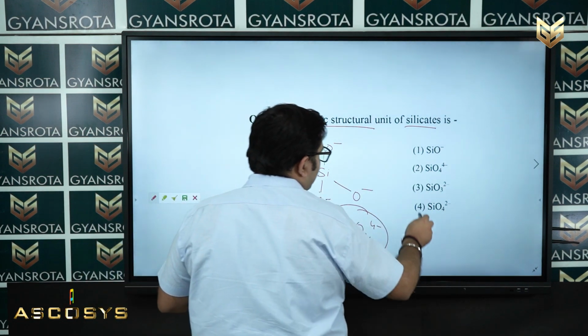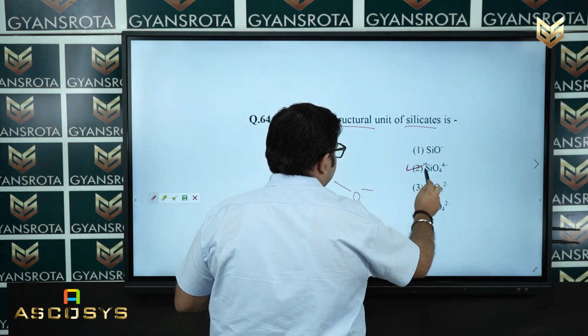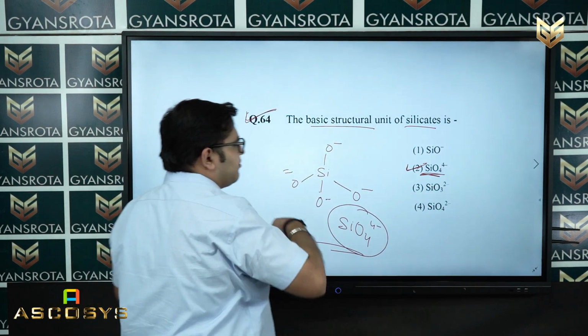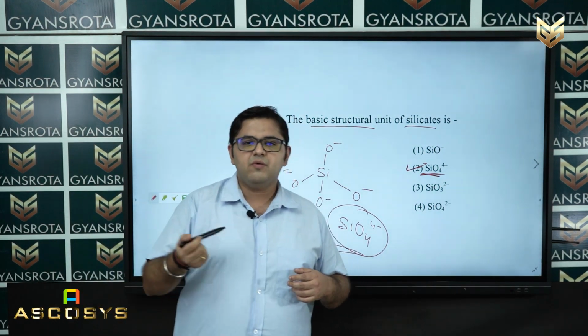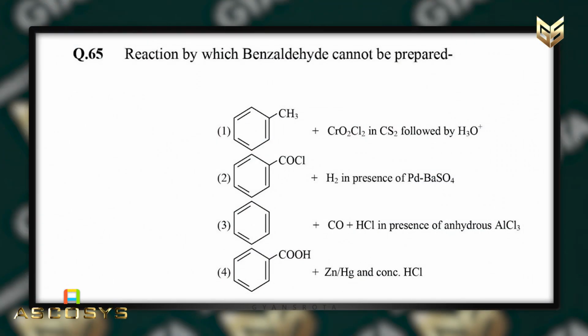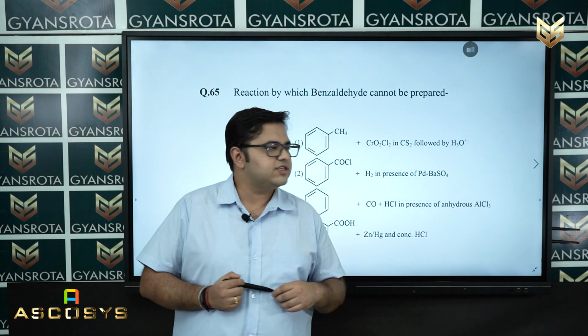Now, if you see your option number 2, that is SiO4 4 minus, it is the correct answer to question number 64. So, now we are moving to another question, that is question number 65. Question number 65 is on your screen. Reaction by which benzaldehyde cannot be prepared. So, now we are moving to the solution part.